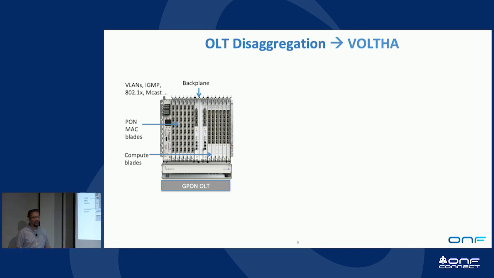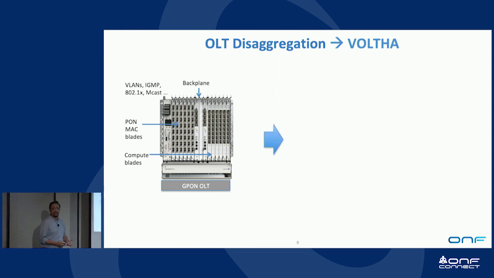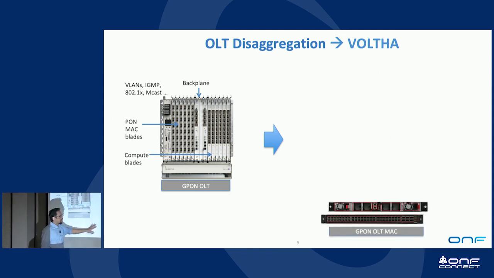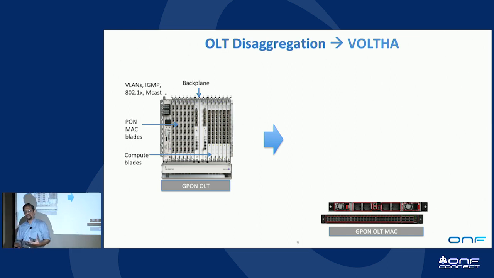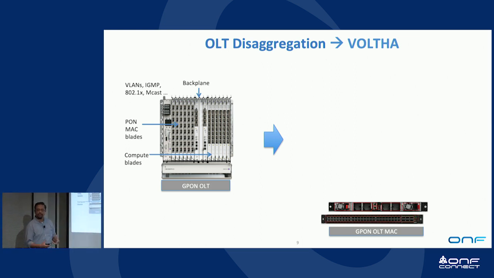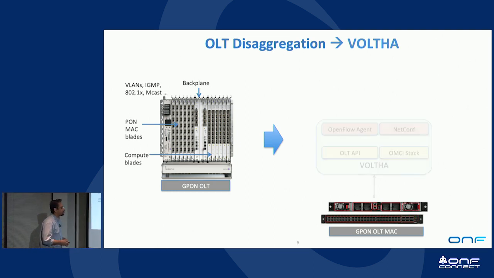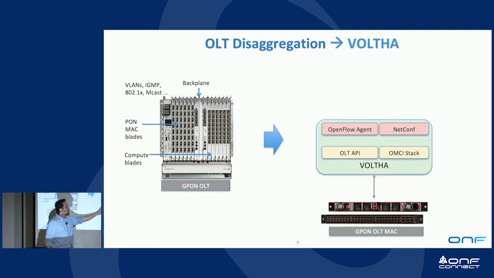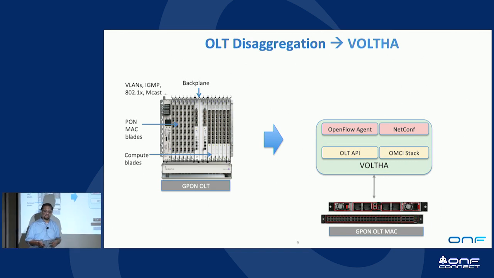So you have a big chassis box, and when we started with VOLTHA, the idea was, okay, how can we disaggregate this? We said that the PON requires these PON MAC blades, so that functionality needs to stay in hardware. But the management of that hardware, and also many other hardware just like that, these pizza-sized boxes that are the PON head ends, that management can be pulled out into a software stack that we call VOLTHA, which has a number of things inside it that I'll go into detail in a couple of slides.